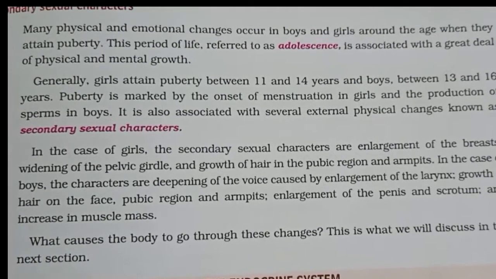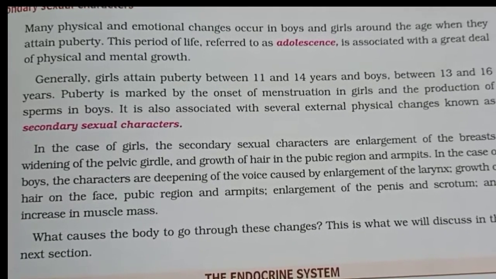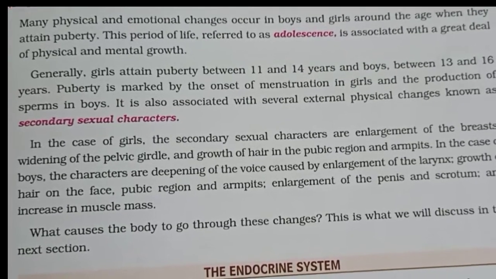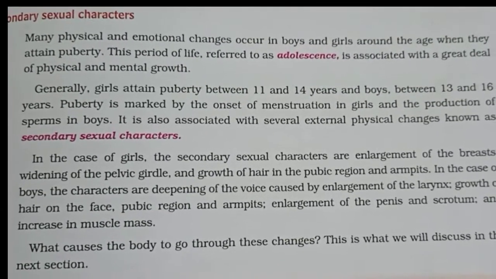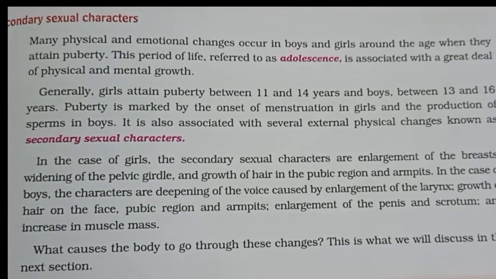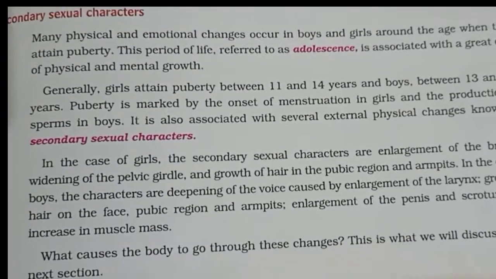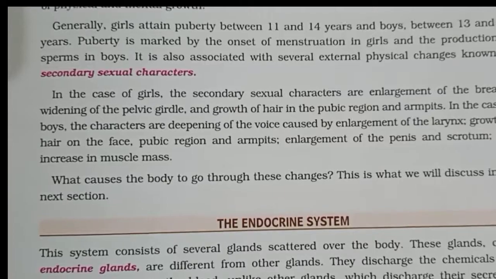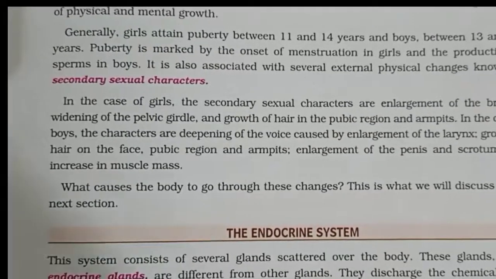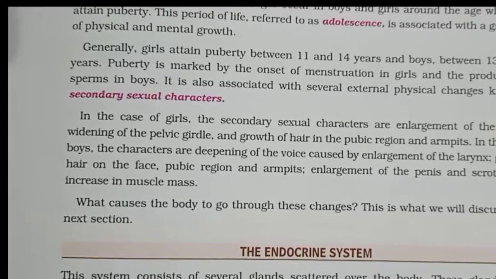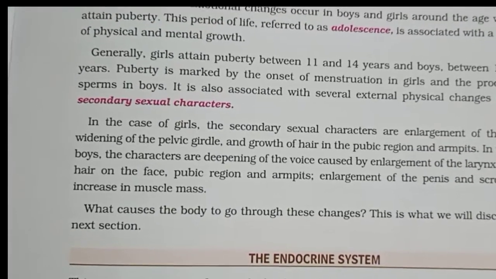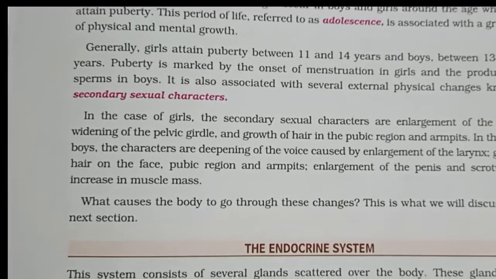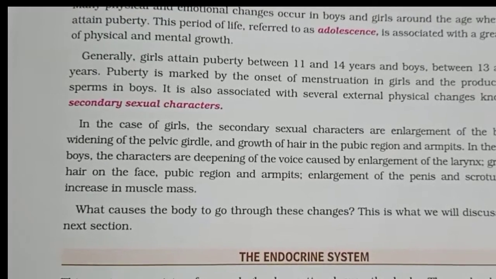So when a girl child or a boy child attains puberty, then certain changes occur in their body, in their behavior, in their physical structure, and we call them the secondary sexual characters. You may be asked the question, what are secondary sexual characters? So you can write the answer: the external physical changes that occur at puberty are called secondary sexual characters.